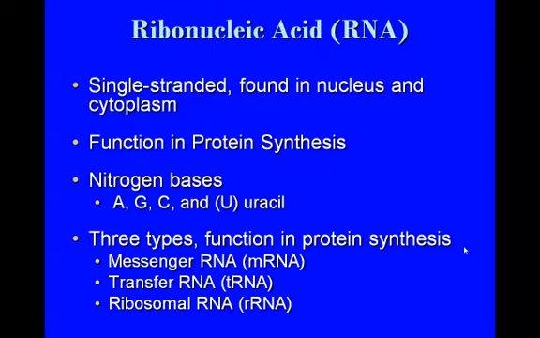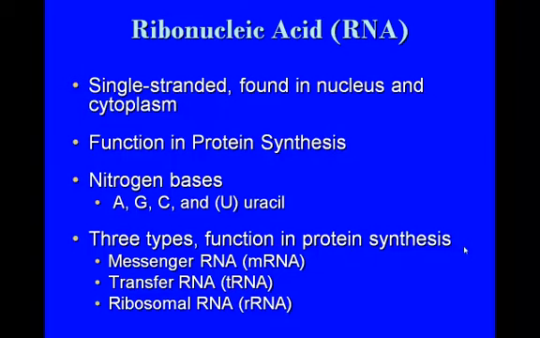Another polymer of nucleic acids is RNA, which stands for ribonucleic acid. This is single-stranded. It's found in the nucleus and in the cytoplasm. So this is going to work out good for us because it is not trapped in the nucleus. It can leave and come out into the cytoplasm of the cell. That will play a vital role in protein synthesis, which is the making of proteins in the body.